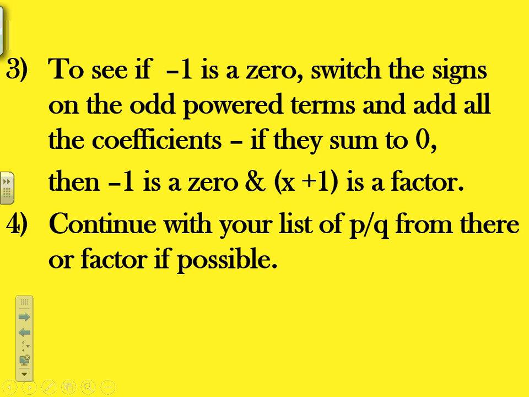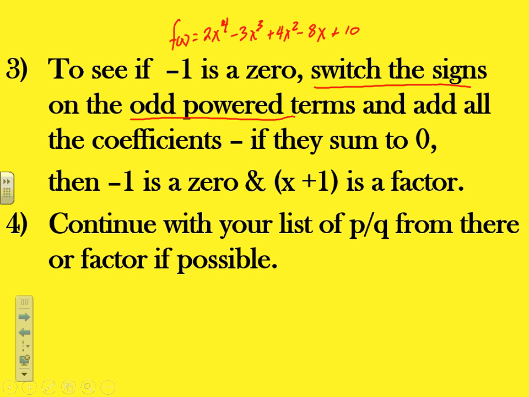So let's take a look at our next step here. And this is, again, what you have to do if negative 1 is a root. In order to tell if negative 1 is a root, this is kind of the important part: we have to switch the signs on the odd-powered terms. Let's say, for instance, we have f of x equals 2x to the fourth minus 3x cubed plus 4x squared minus 8x plus 10.